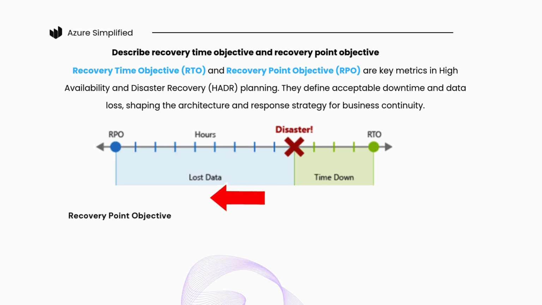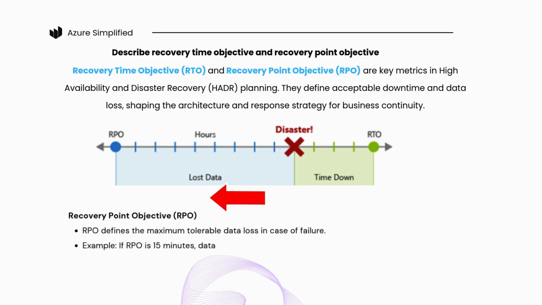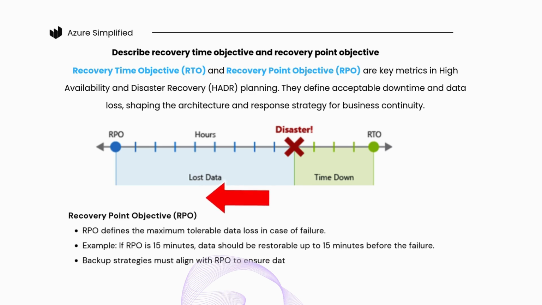3. Recovery point objective, RPO. RPO defines the maximum tolerable data loss in case of failure. Example: if RPO is 15 minutes, data should be restorable up to 15 minutes before the failure. Backup strategies must align with RPO to ensure data is recoverable within the acceptable loss limit.